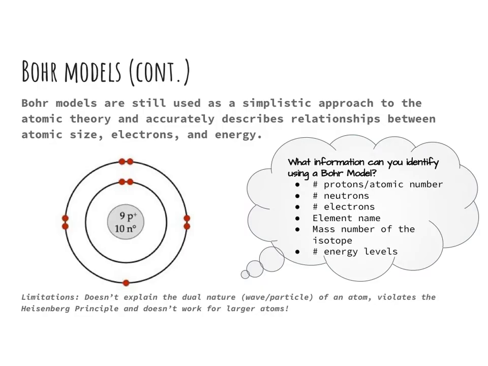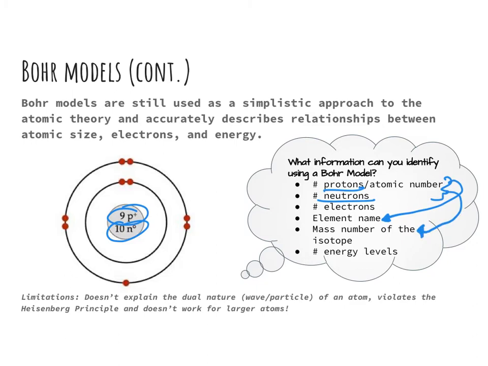Okay, so some of the things that you might have typed in or wrote down about what you can identify using a Bohr model: the number of protons and the atomic number can be found here. Remember that protons is always going to be equal to the atomic number. And if I have a periodic table, I can use that information to find which element I'm basically dealing with. I can also find the number of neutrons. So if I have protons and neutrons, which are given to me here in the nucleus, I can use both of these to figure out the mass number of the isotope.